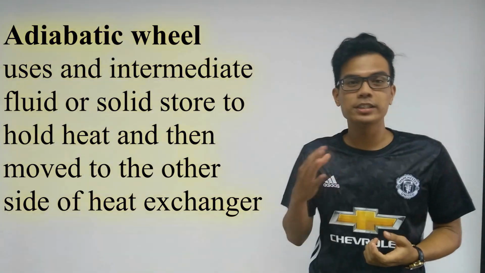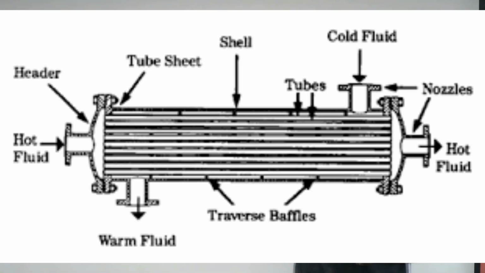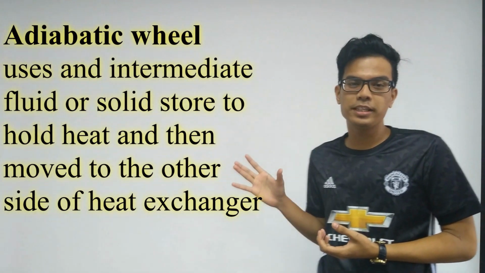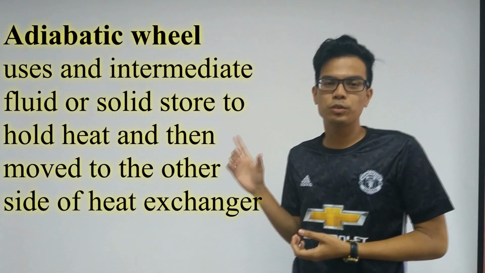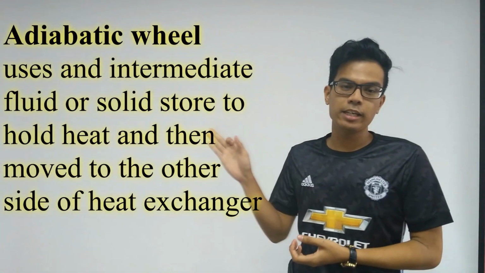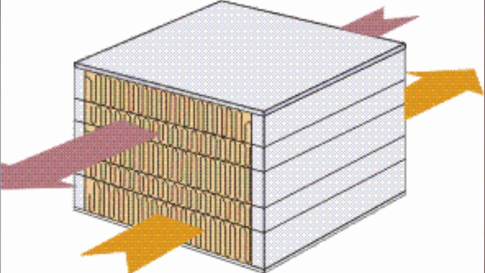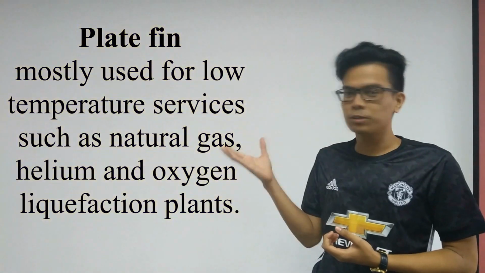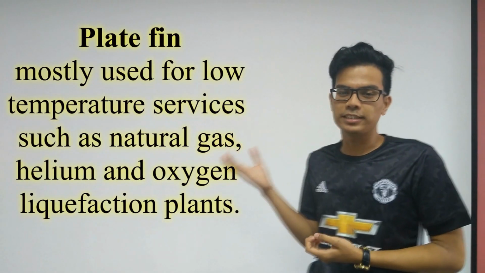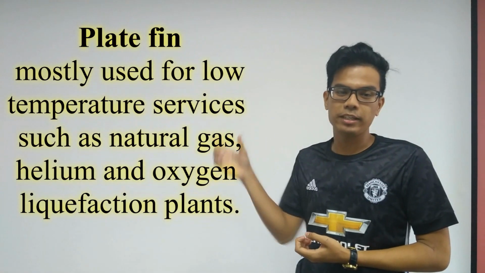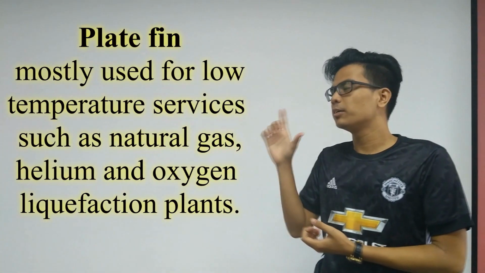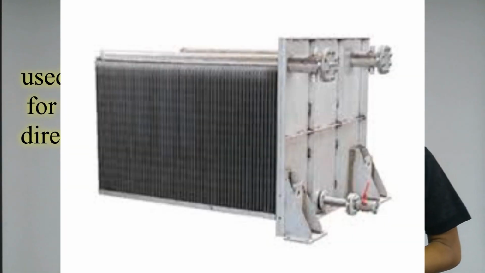This is adiabatic wheel heat exchanger. This exchanger uses an intermediate fluid or solid store to hold heat and then move it to the other side of the heat exchanger. Next is plate fin heat exchanger, mostly used for low temperature service such as natural gas, helium and oxygen liquefaction plates. Next is a pillow plate heat exchanger.